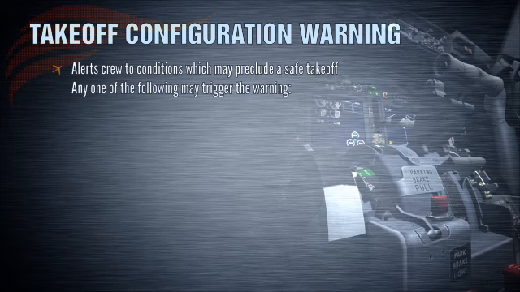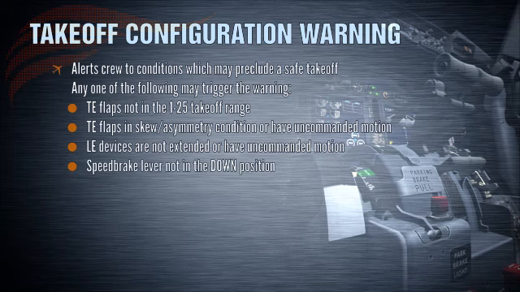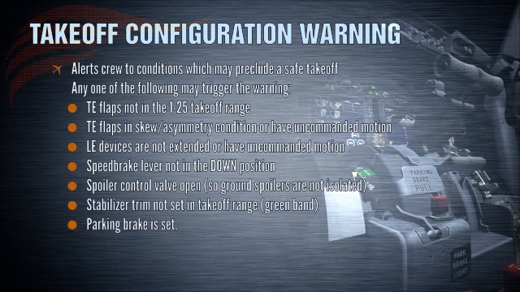Any one of the following conditions will trigger the takeoff configuration warning. Trailing edge flaps are not in the flaps 1 through 25 takeoff range, or in a skew or asymmetry position, or have uncommanded motion. Leading edge flaps and slats are not extended or have uncommanded motion. The speed brake lever is not in the down position. The spoiler control valve is open. Stabilizer trim is not in the takeoff range, or if the parking brake is set.